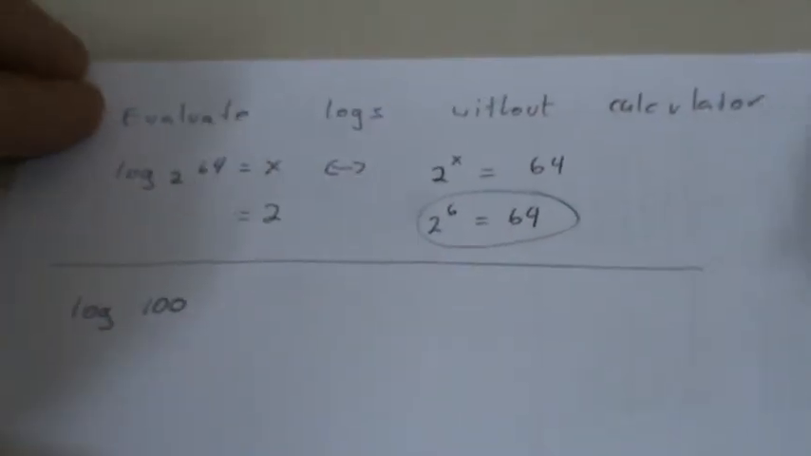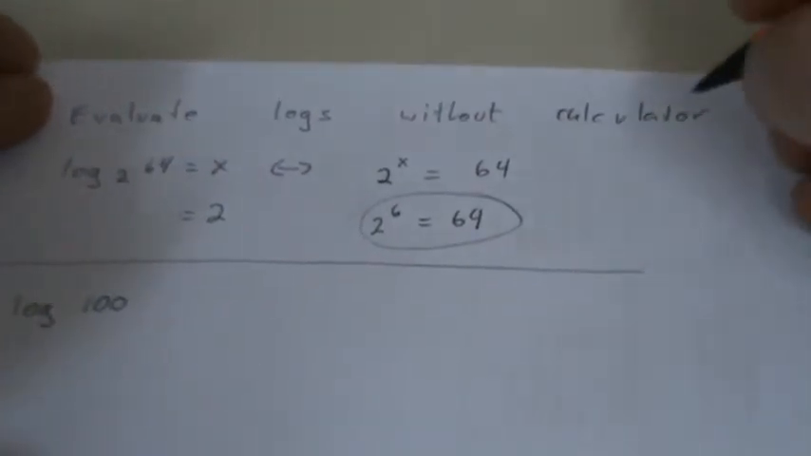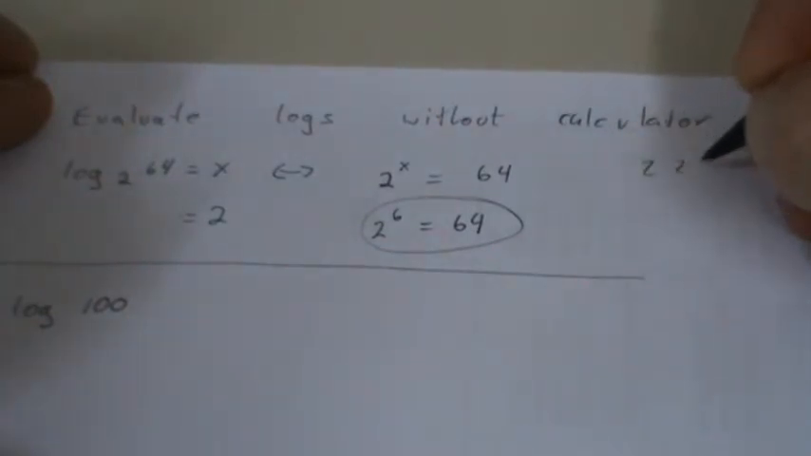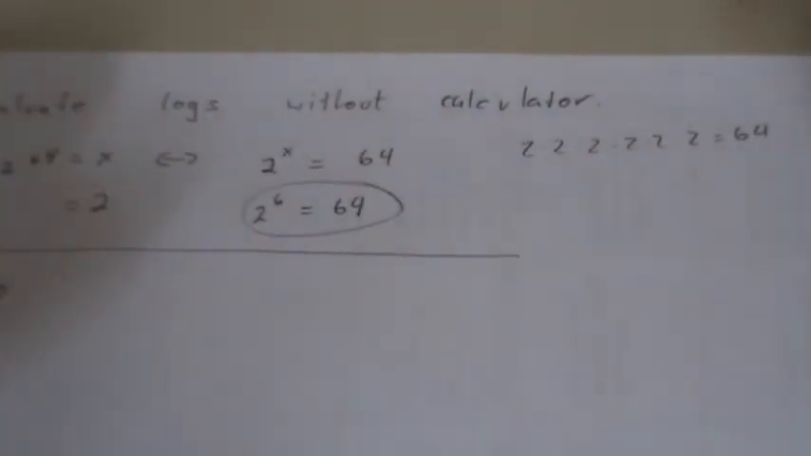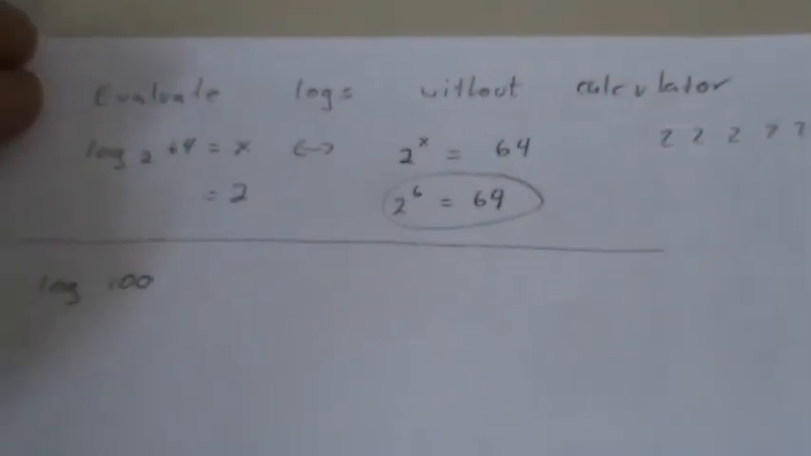Even though I actually said evaluate that without a calculator, I should have been doing it over here. 2 times 2 times 2 times 2 times 2 times 2 is 64. My fault. Let's go with another one here.